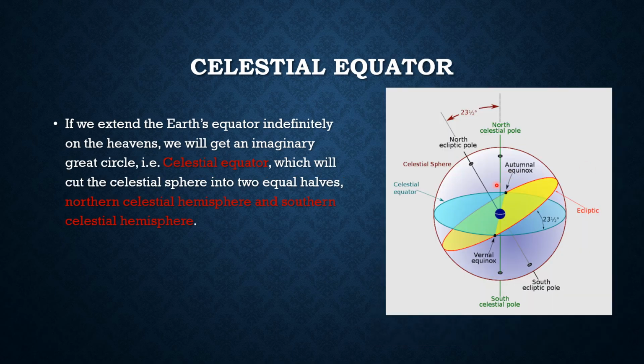Another important thing is the celestial equator. See, this is the celestial equator. Like we were extending the surface of the Earth to all the sides, in the same way, if you extend the equator in all the different directions, you will get an imaginary great circle, that is the celestial equator. It is dividing the celestial sphere into two halves. The upper one is the northern celestial hemisphere and the lower one is the southern celestial hemisphere.